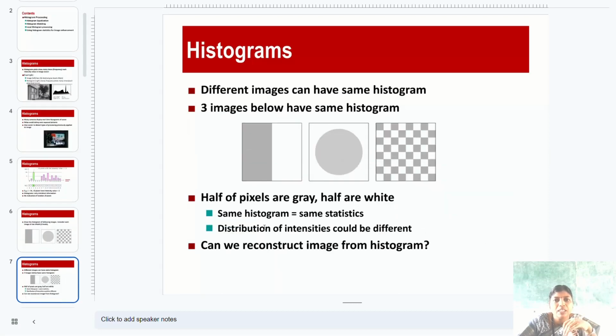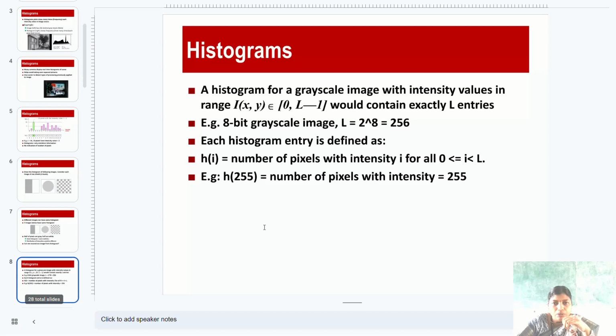There can be different images having the same histogram. There will be three images having the same histogram values. In the first one, half of the pixels are gray and half are white. That means the same histogram equals the same statistics, but the distribution of intensities could be different. So we can reconstruct an image from a histogram, and according to the intensity values, we can change the values.